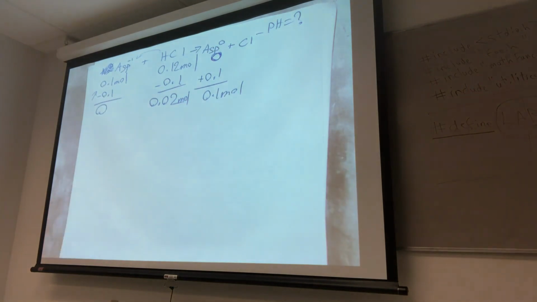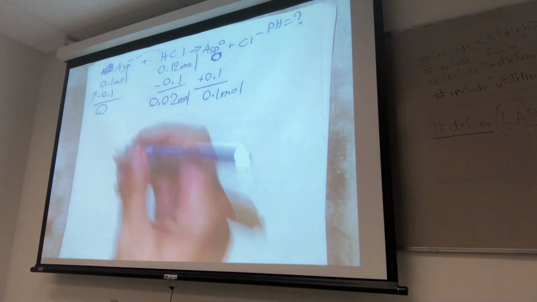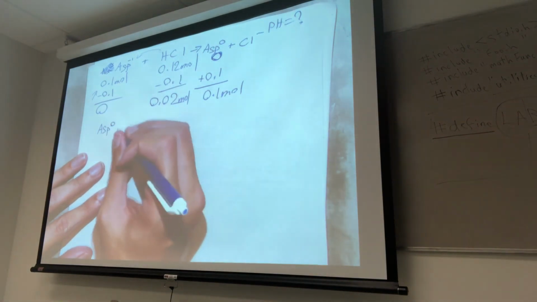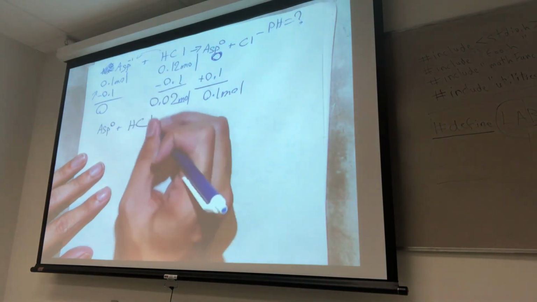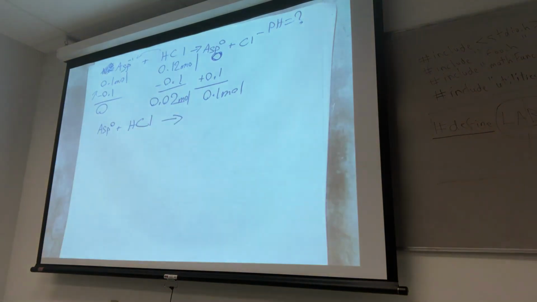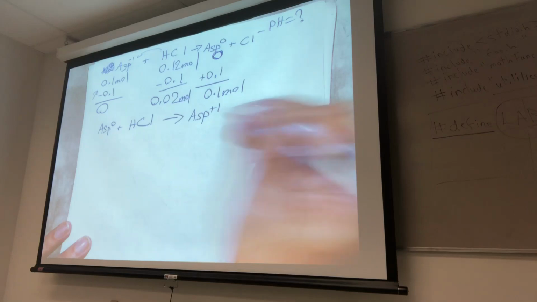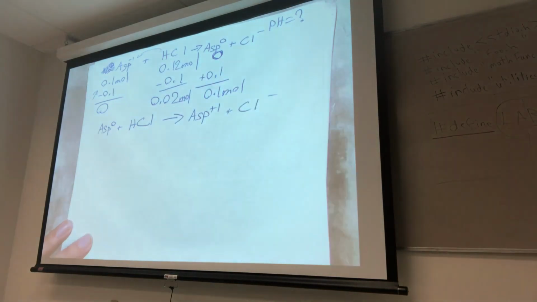We end up having, after one reaction, 0.02 moles of HCl left over and 0.1 moles of Asp0 left over. Am I allowed to use Henderson-Hasselbalch right now? No, because we still have HCl left over. I must continue with this reaction. So, Asp0 plus HCl. If we're adding another hydrogen, Asp0 now becomes Asp+1 plus chlorine.